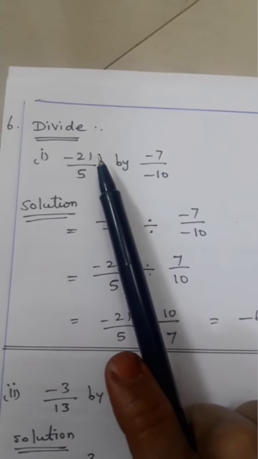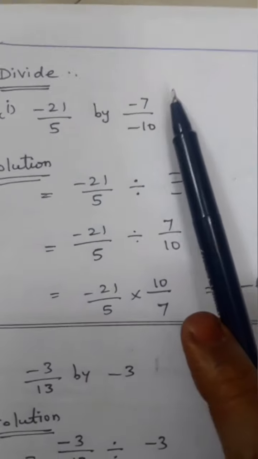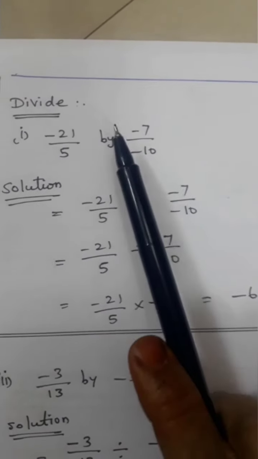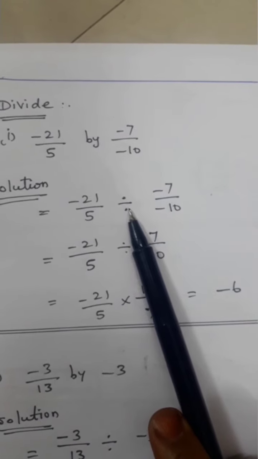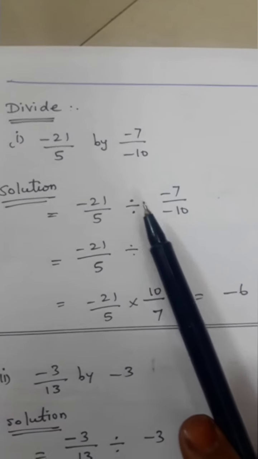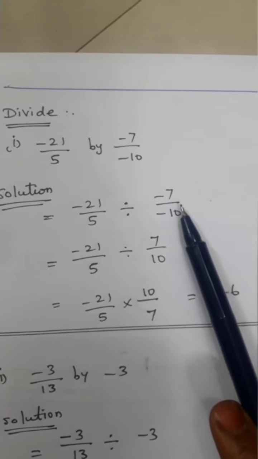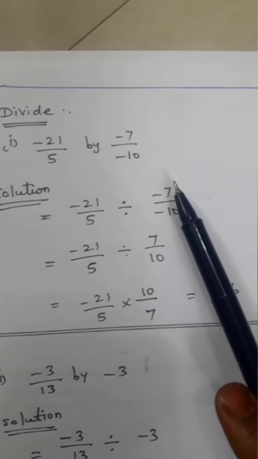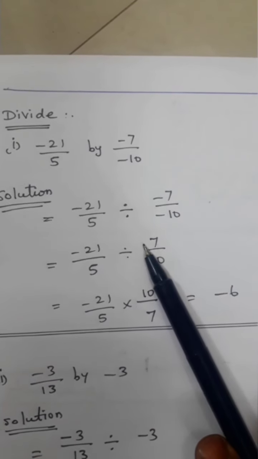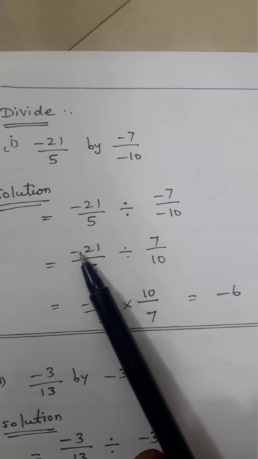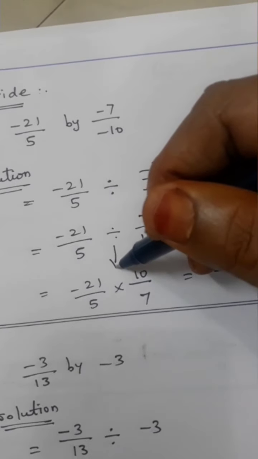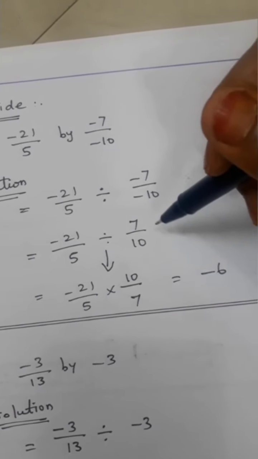First question, 6 Roman, see there. Minus 21 by 5 divided by minus 7 by 10. First write minus 21 by 5. For this, the symbol is division. Division sum, division symbol, minus 7 by 10. Next, I am writing as it is: minus 21 by 5 division, minus into minus plus, so I am not putting the symbol, 7 by 10. Next step, minus 21 by 5. Change this division into multiplication. Next, write the fraction as its reciprocal.